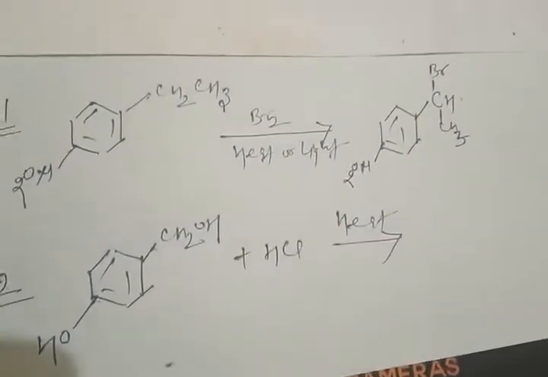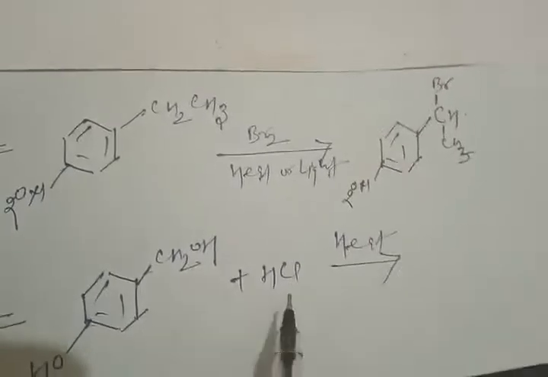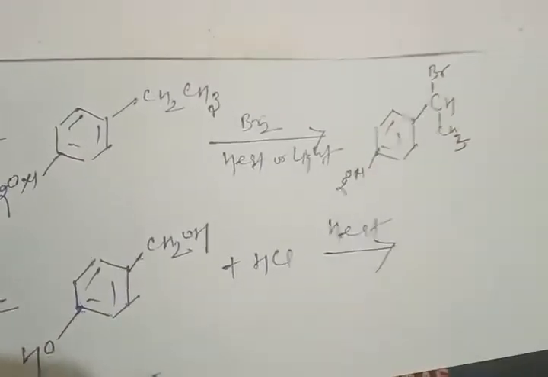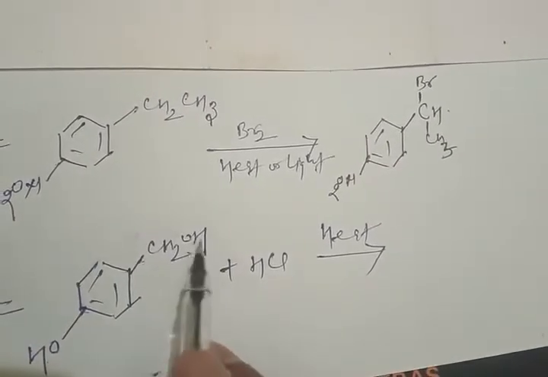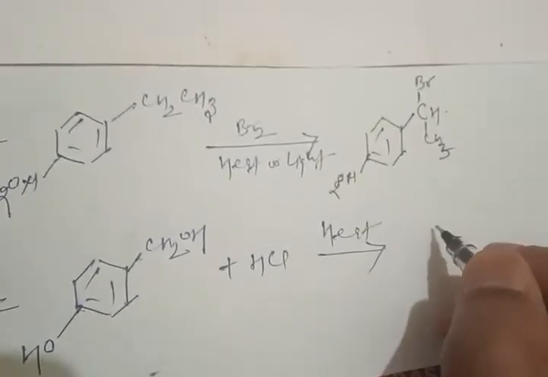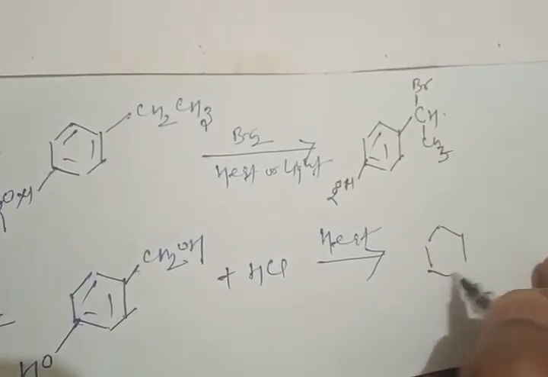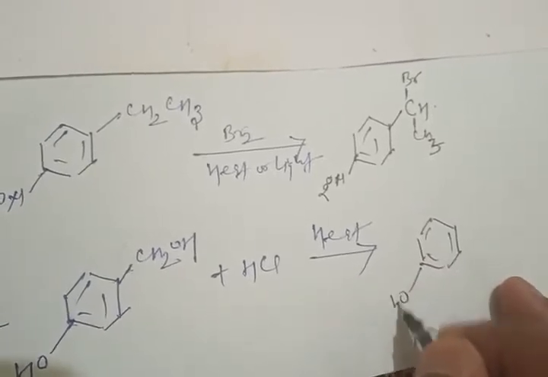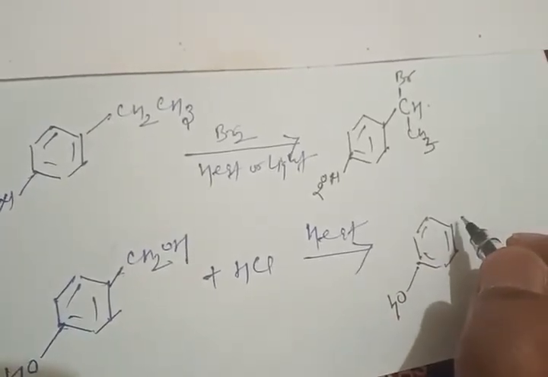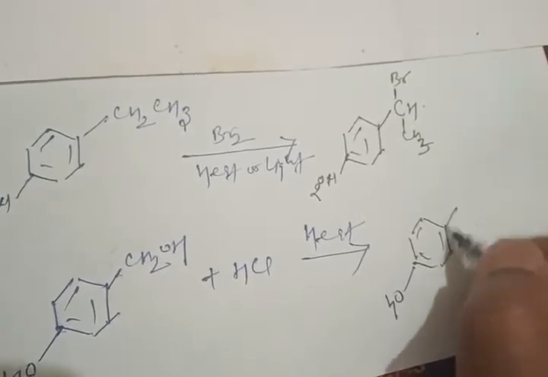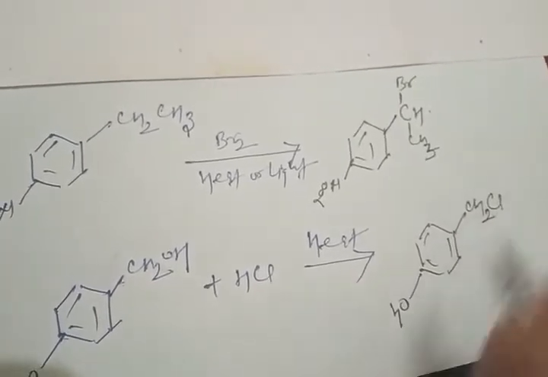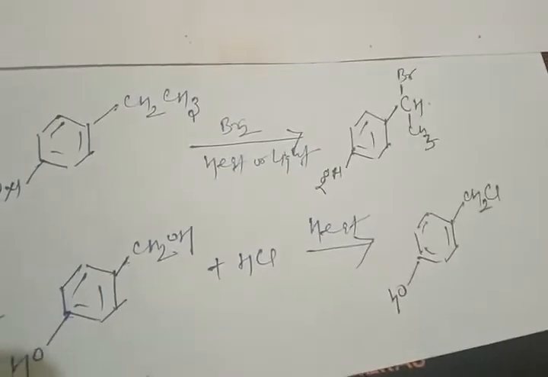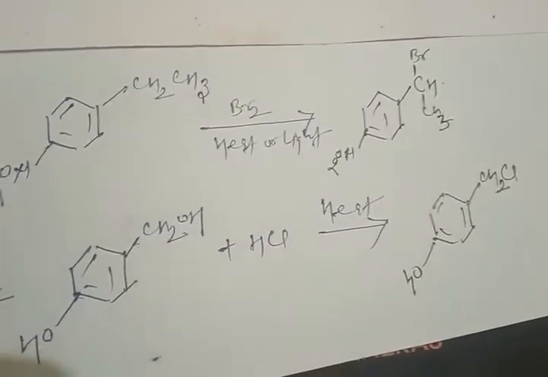And the second question, here we have HCl, here we have OH. Again, it can be substituted very easily. This OH can be substituted very easily. So here the result will be OH, and this will give you CH2Cl. Both questions are based on the preparation of aryl alkyl group compounds.